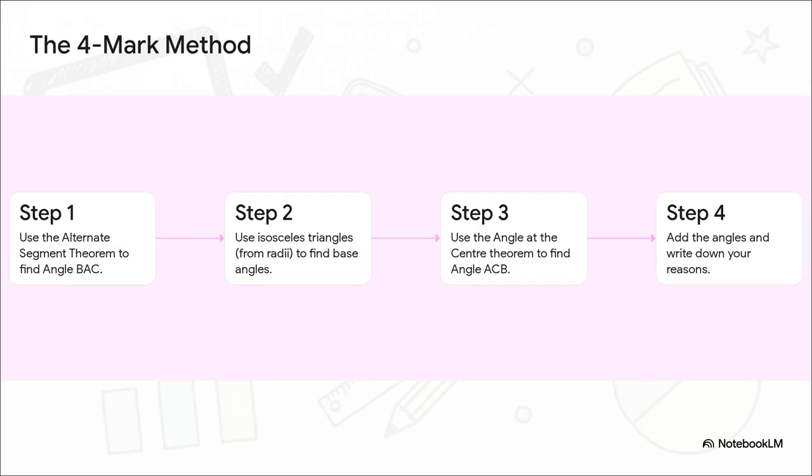So let's do a quick recap of our 4-mark journey. First, we used the alternate segment theorem. Then we spotted those isosceles triangles to find the base angles. After that, we used the angle at the center theorem. And finally, and this is the crucial bit, we made sure to write down our reasons. That's how you build a perfect 4-mark answer.